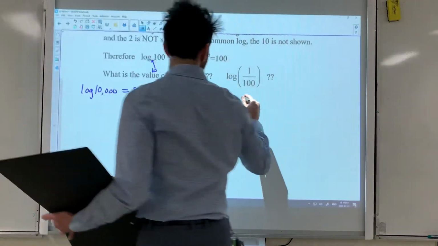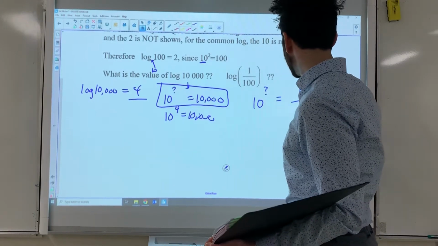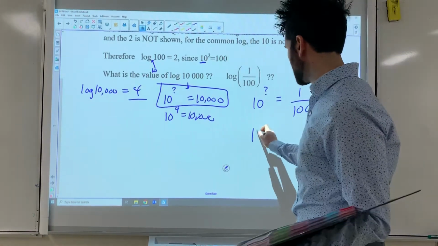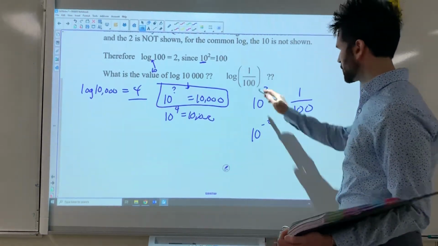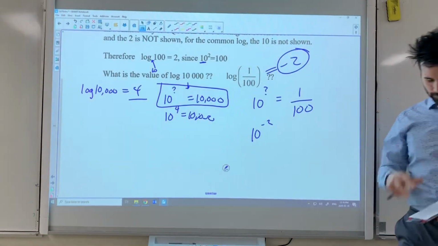What about this one? So let's write it. 10 to some power has to equal 1 over 100. Well, this is going to be a negative exponent, and the answer would be negative 2. So if you type this in on your calculator, it would just say negative 2. Beautiful.